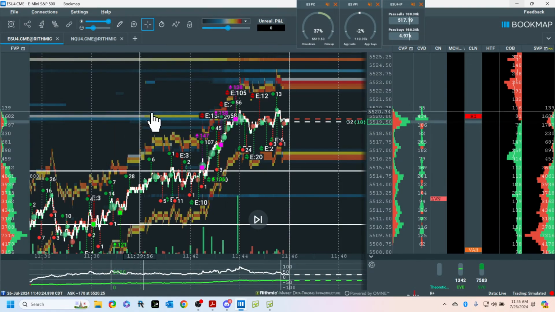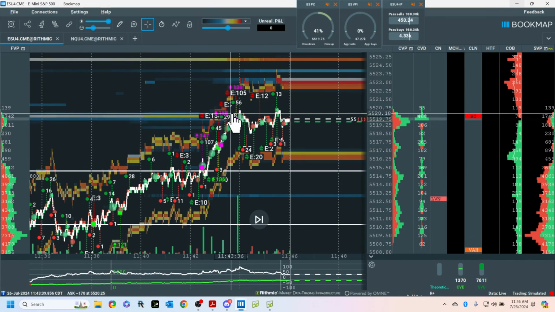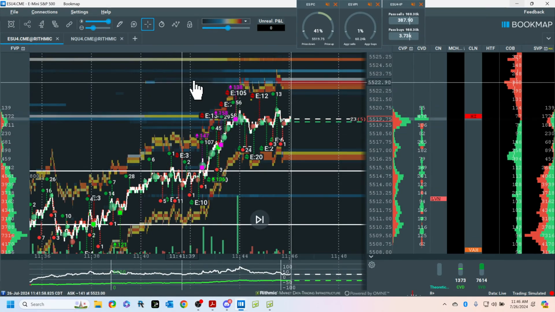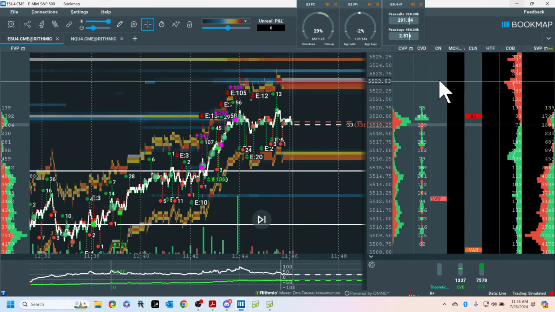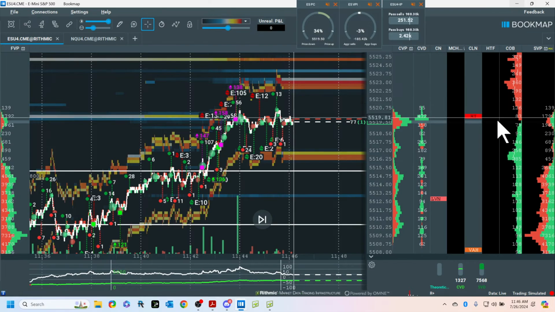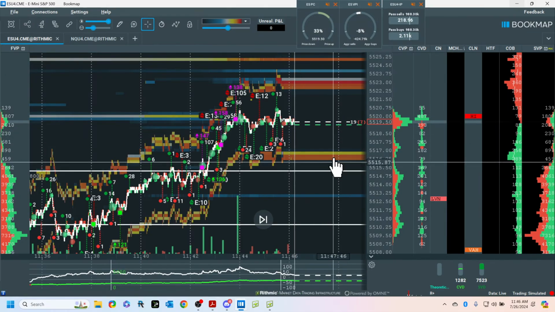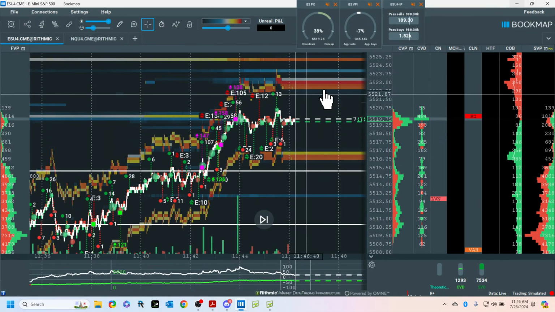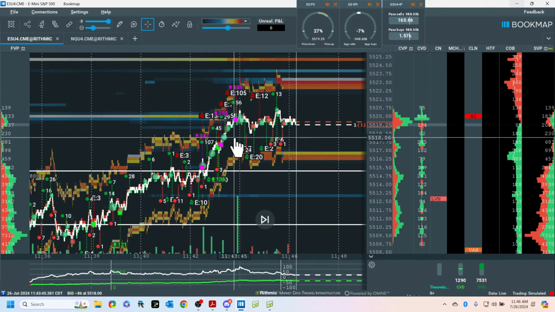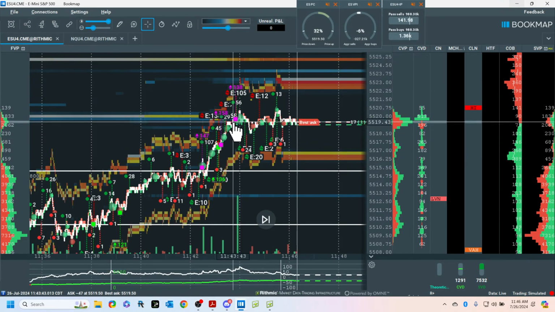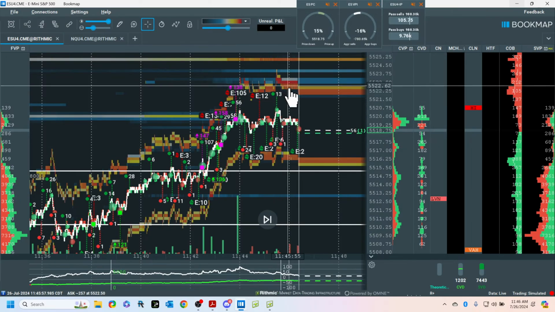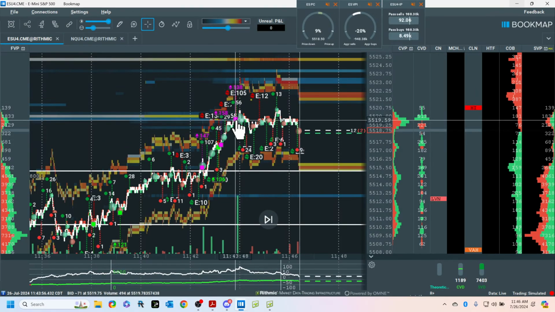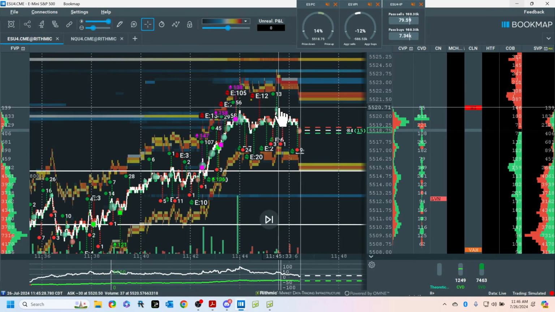This is resting in the book. Passive. Remember, this is the passive side. They're sitting out here. We can see them in the book. This I ignore because it's a bracketing algo. So I'm seeing the sellers here. This is resting liquidity. It's not the algo. You can see the algo bopping around here. Right here are sellers.